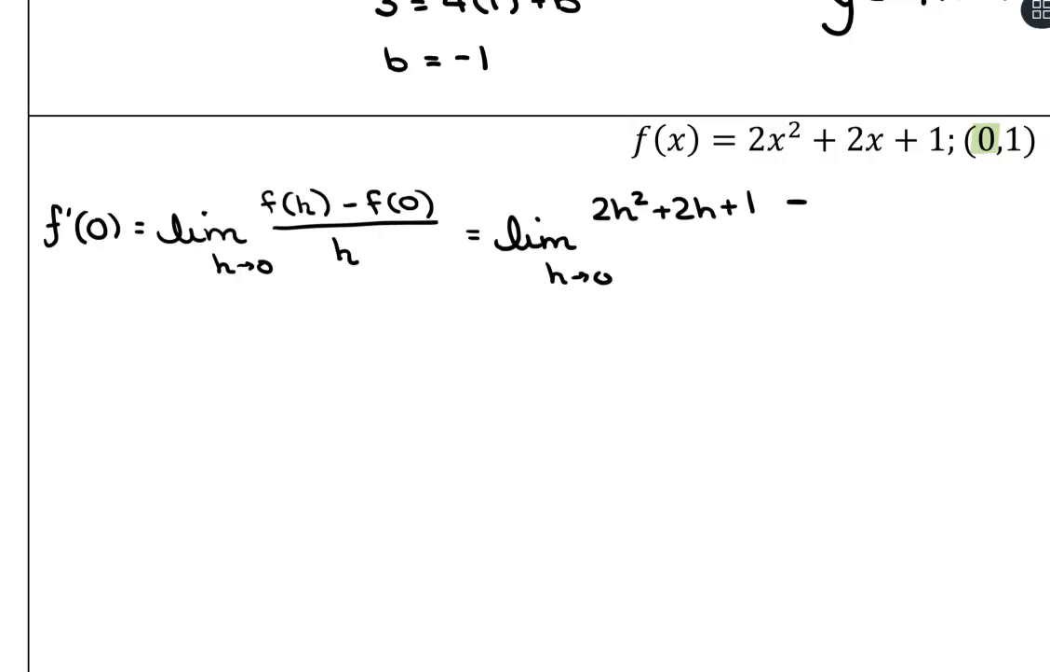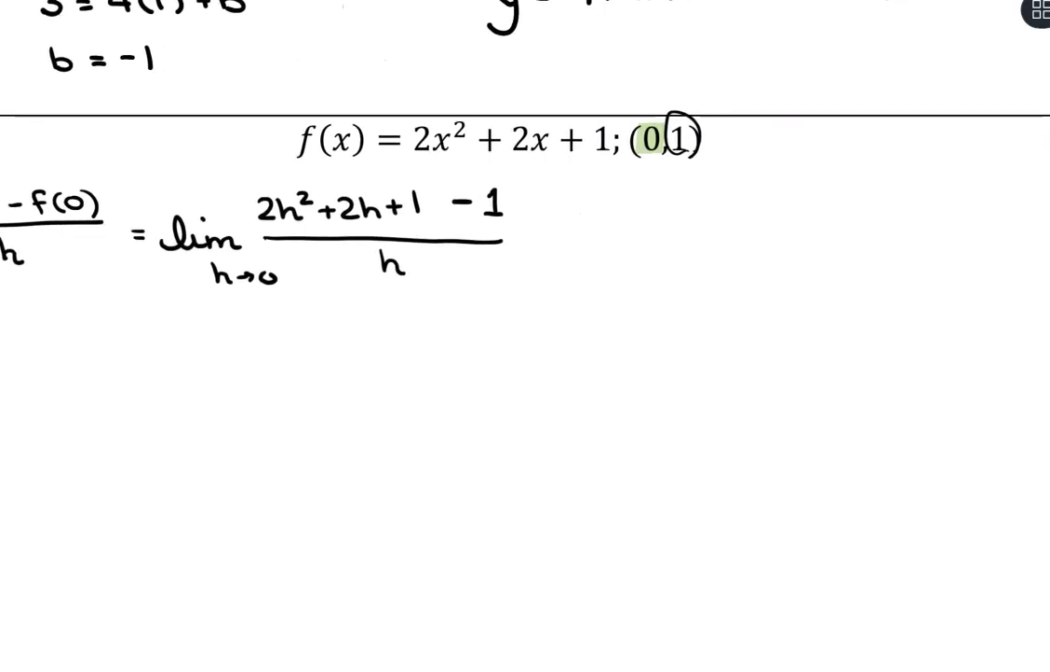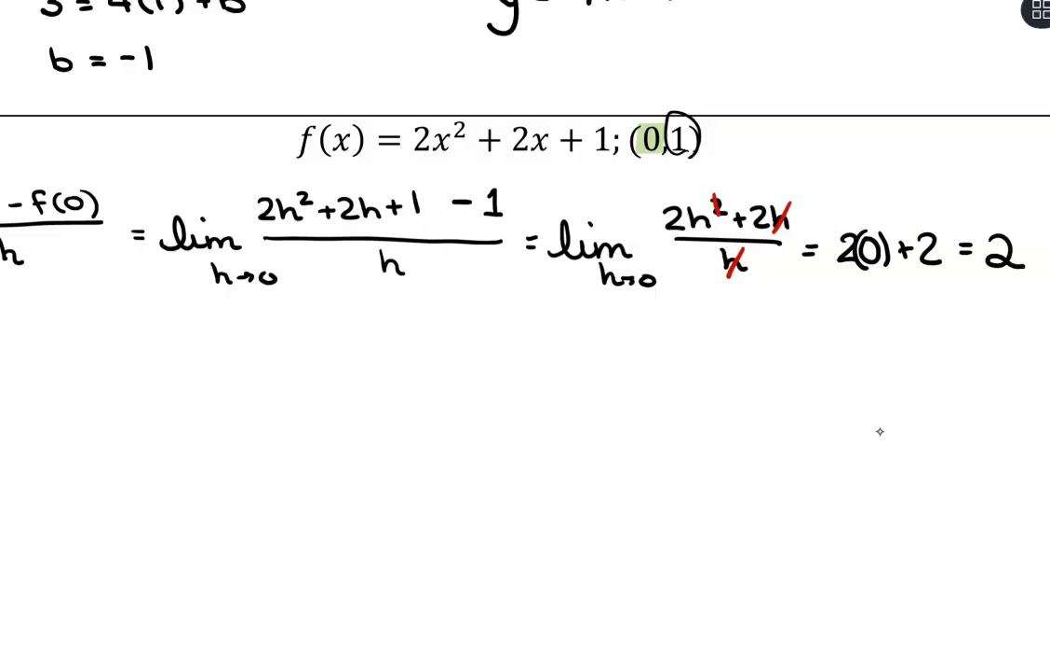And then we're going to subtract f of 0, which from our original coordinate would be equal to positive 1, all over h. So that would be our limit as h approaches 0 of 2h squared plus 2h over h, and we'll have a common factor of h that cancels out. So with just a 2h plus 2 left over, that'll be 2 times 0 plus 2, which is just 2. So that would be our derivative at 0, which is the same as the slope of our tangent line.